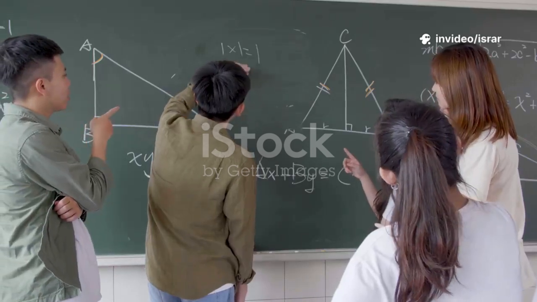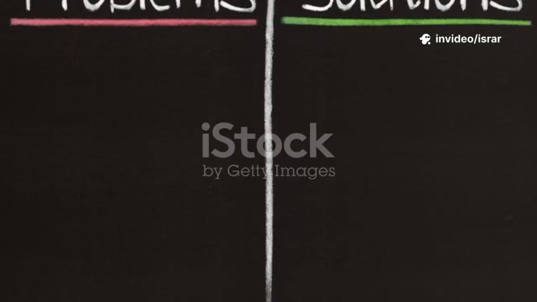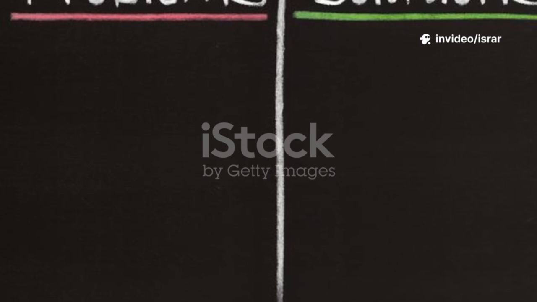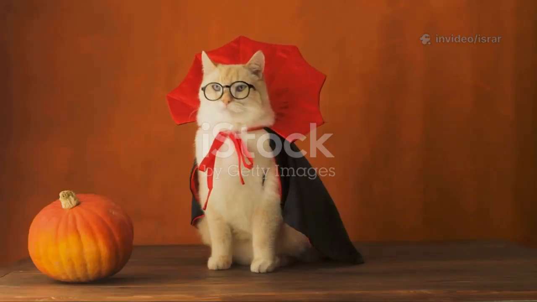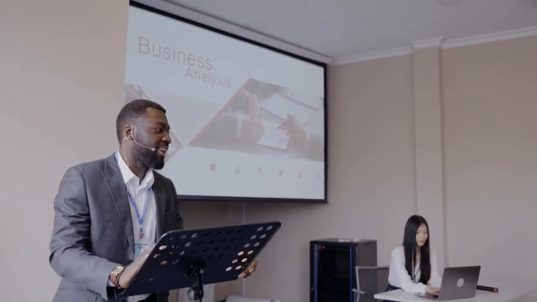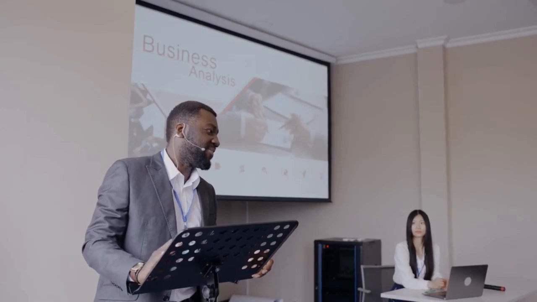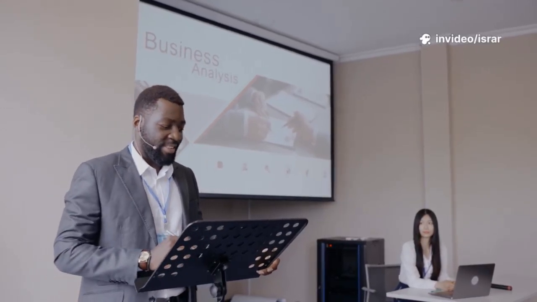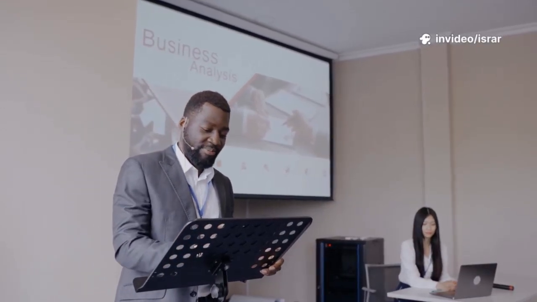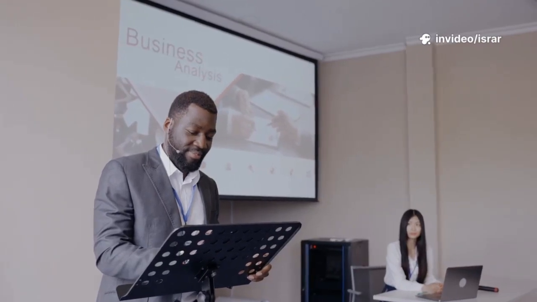Alright, let's talk about one of the coolest problem-solving tools you've probably never heard about, CATWOE. I know it sounds like the name of a superhero cat, but trust me, it's actually a powerful mnemonic that's used in problem analysis, especially within something called soft systems methodology. Don't worry, I'll keep it simple.